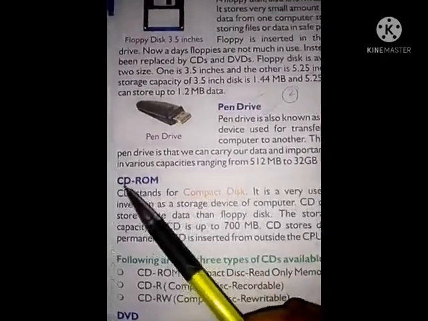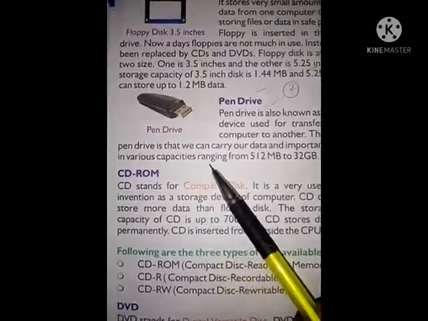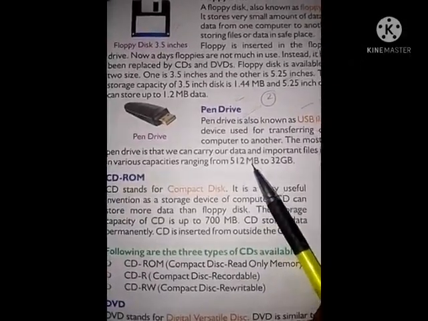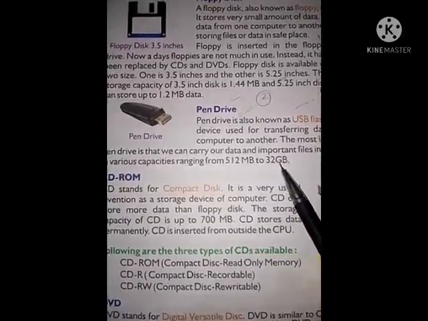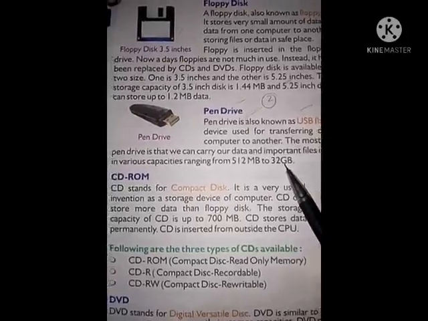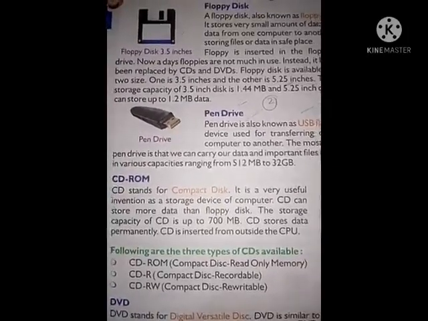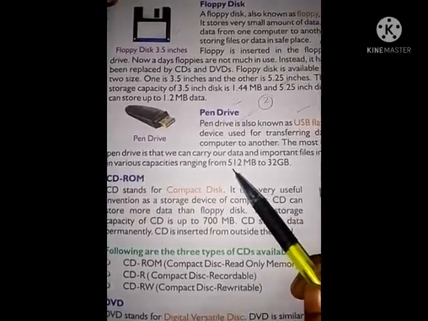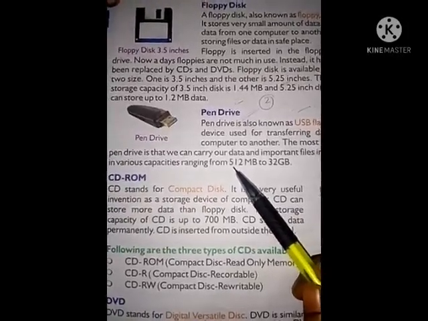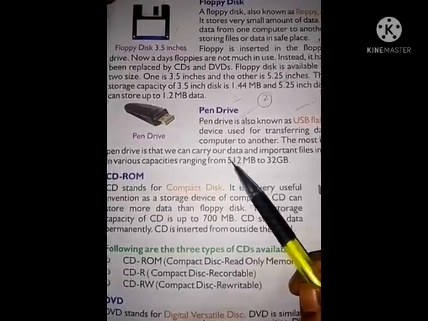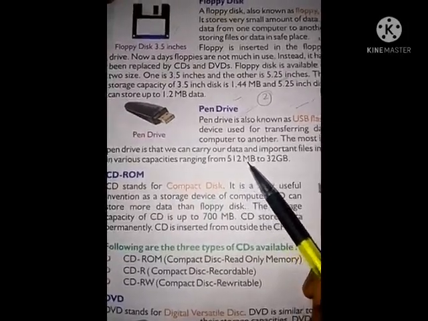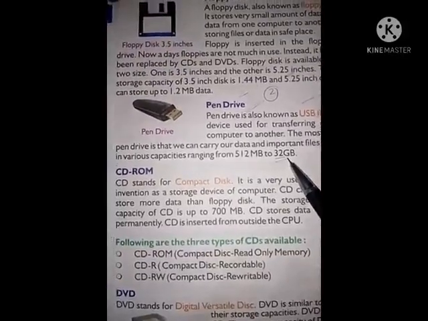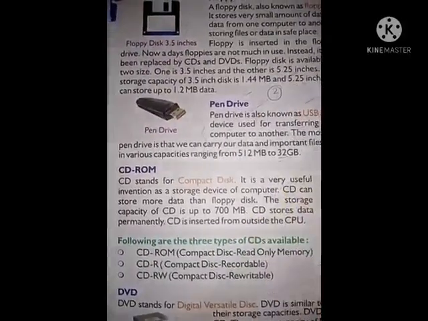It comes in various capacities, ranging from 512 MB to 32 GB. So this is about pen drive.